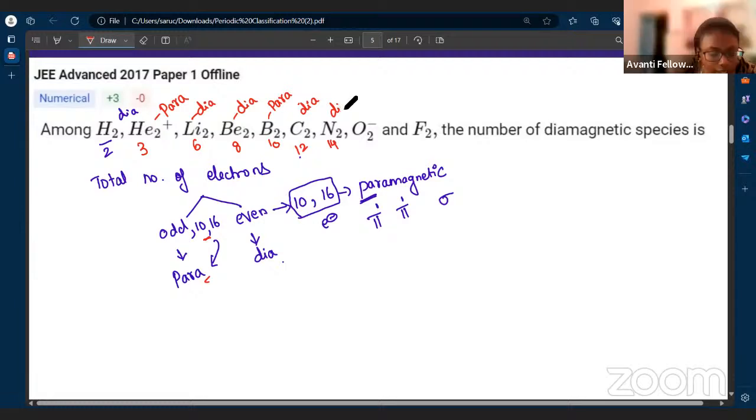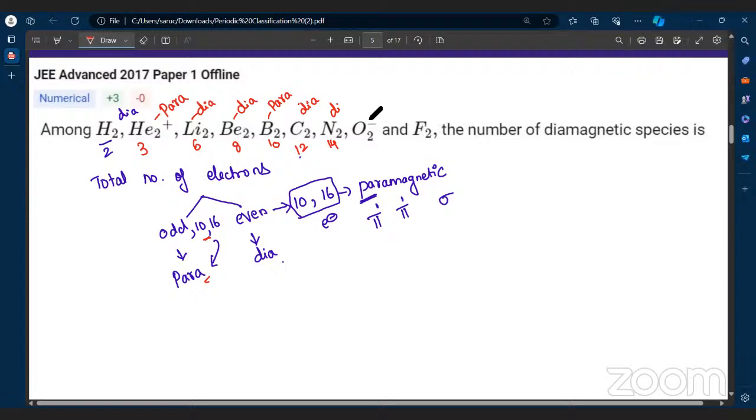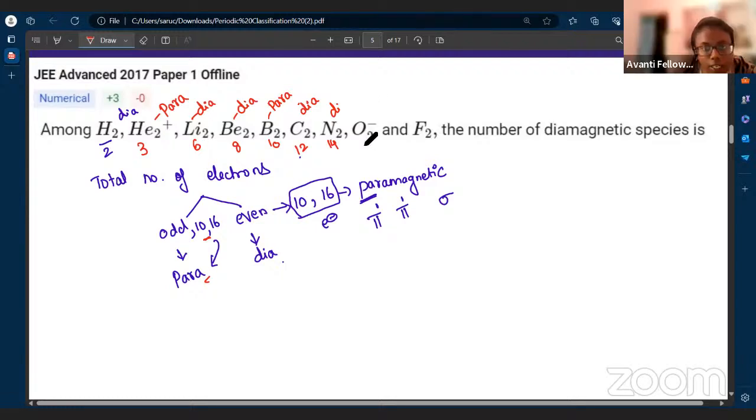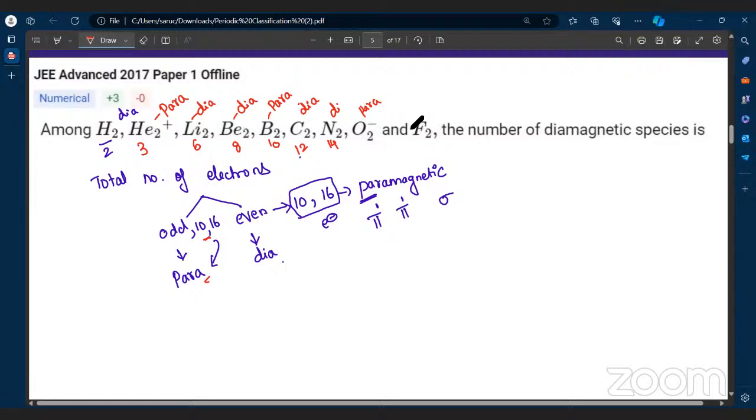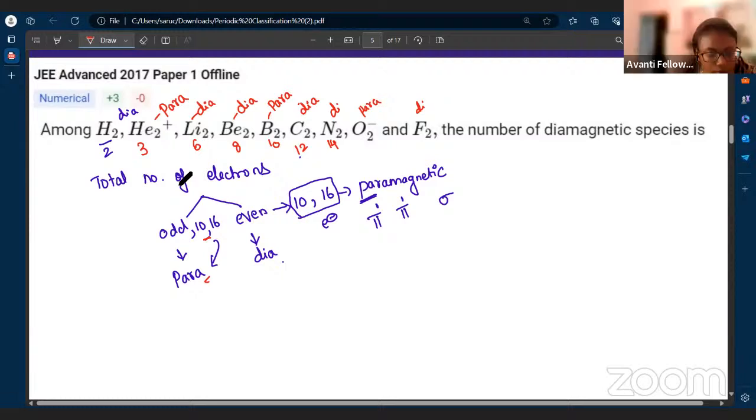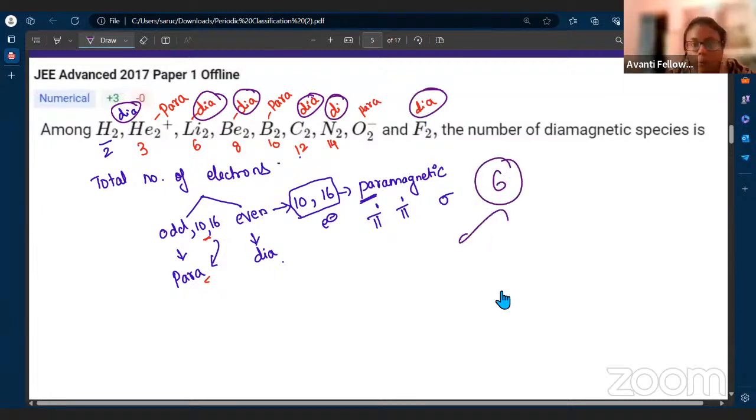Okay, and then comes O2 minus. O2 minus: 17. How many electrons do you have? So therefore it is going to be paramagnetic. F2: 18, diamagnetic. So how many diamagnetic do we have? Let's take 1, 2, 3, 4, 5, and 6. So the answer is going to be 6. Okay, got this question, everyone?